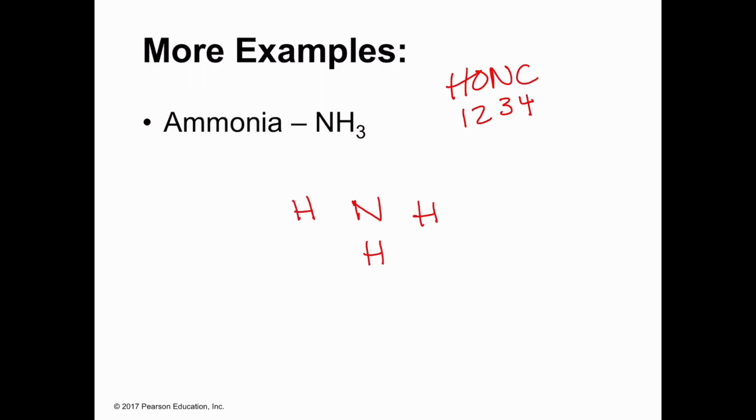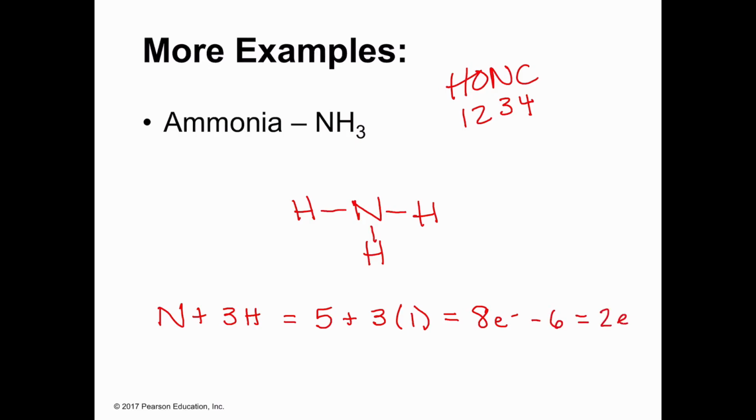Then we go through and count up how many valence electrons we have to use. So we have nitrogen plus 3 hydrogens. Nitrogen has 5 valence electrons plus 3 times 1 from each of those hydrogens. So we have a total of 8 electrons that we can use in our structure. So we're going to use up some in bonding: 2, 4, 6. So we used up 6 electrons connecting those hydrogens to the nitrogen. So we have 2 left.